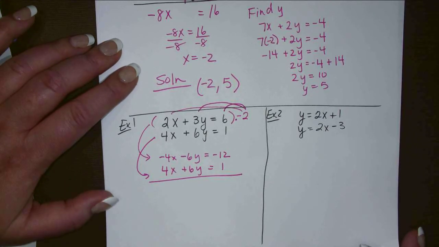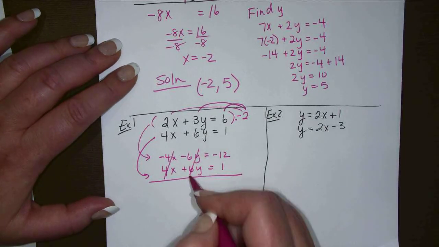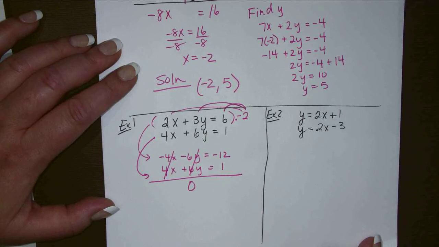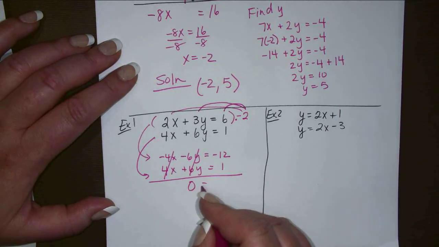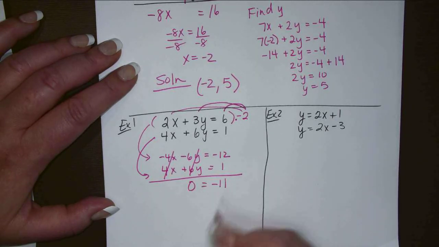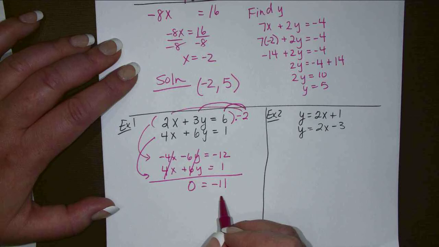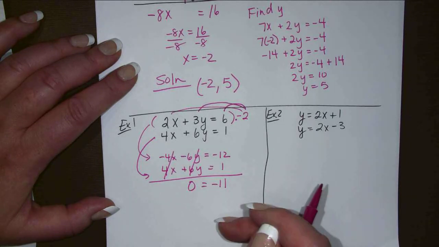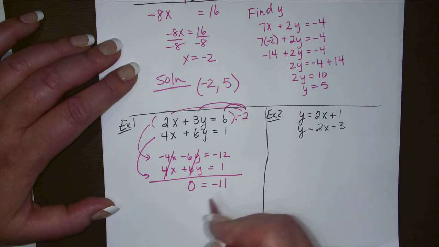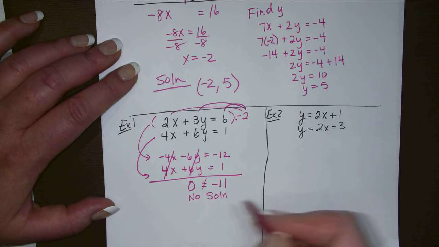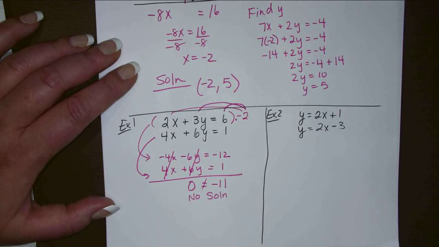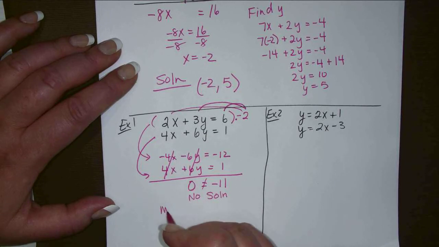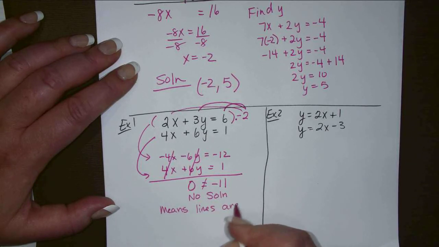So this cancels and this cancels, which means we have nothing on this side, 0. And what do we have on this side? Negative 11. 0 is not equal to negative 11. We have no x or y left. And when that happens, this means no solution. And no solution happens when the lines are parallel, right? They didn't cross. So no solution, which means the lines are parallel.